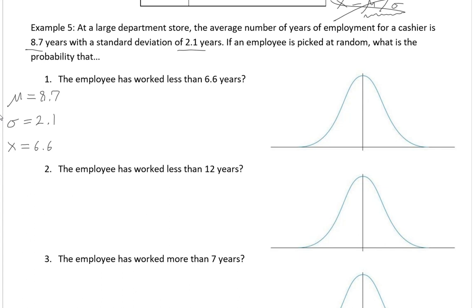Now, I'm going to address this problem just like I would with the empirical rule problems and just draw this picture. 8.7 is in the middle here, and I want to see where 6.6 is. Well, 6.6 is 1 standard deviation away. Well, if I go 1 standard deviation away, I go down 2.1. 8.7 minus 2.1 does give me a value of 6.6.